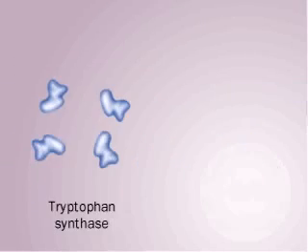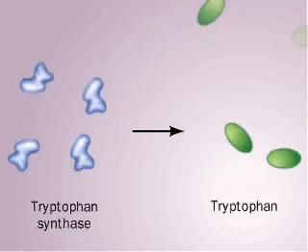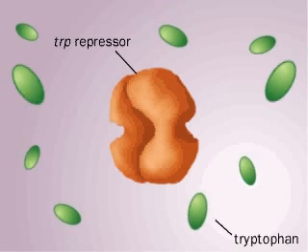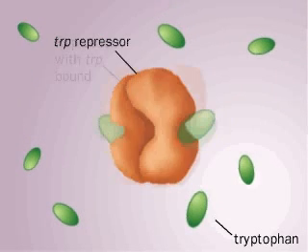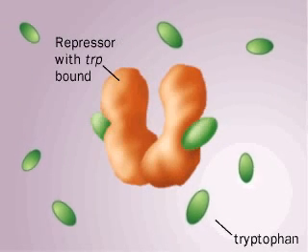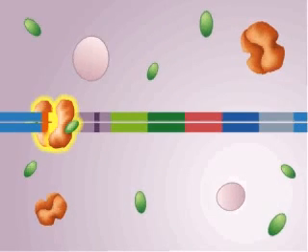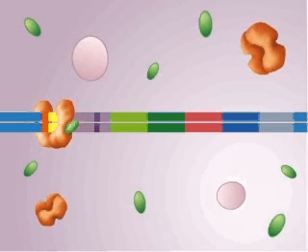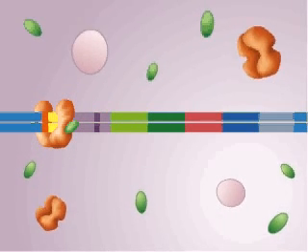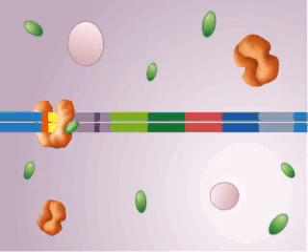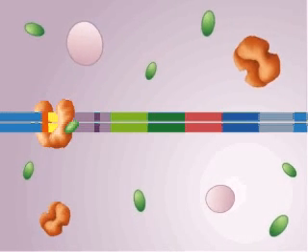As tryptophan is synthesized, it diffuses through the cytoplasm. When it encounters a trp repressor, it binds a site on the repressor, changing that protein's shape. The repressor can now bind the operator, block polymerase binding, and prevent transcription of the structural genes. Thus, tryptophan is said to be a co-repressor.